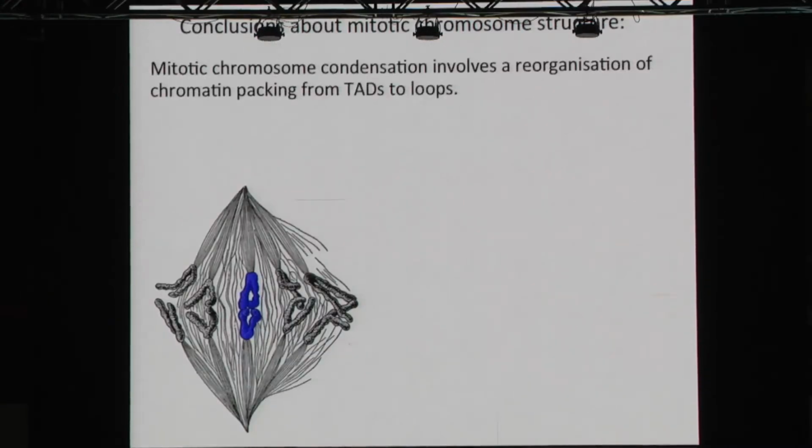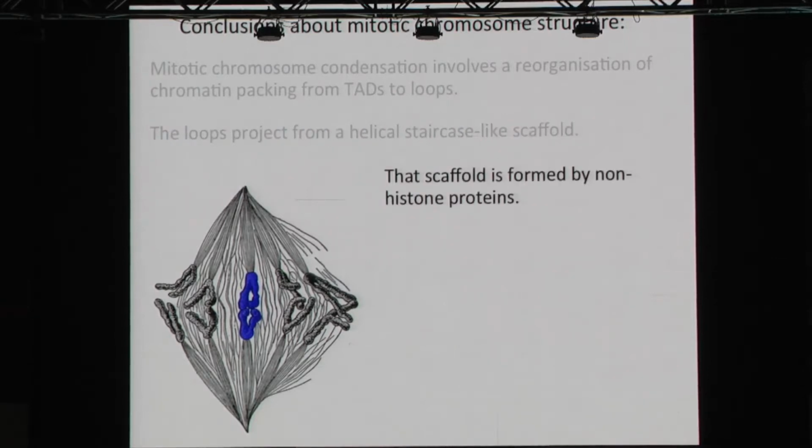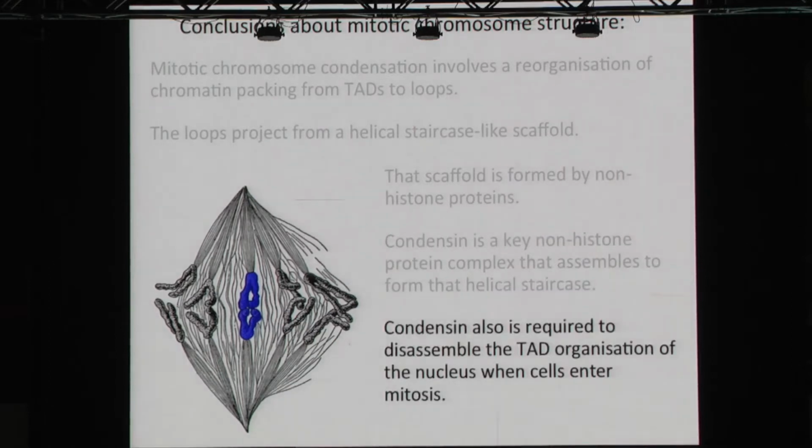So, conclusions about mitotic chromosome structure. Mitotic chromosome condensation involves a reorganization of chromatin packing from this interphase organization of TADs and compartments to loops. The loops project outwards from a helical staircase-like scaffold. That scaffold is formed by non-histone proteins, by condensin 2, in fact. The condensin 2 complex is a key complex that assembles the scaffold on the inside, and condensin 1 associates with the periphery and helps to further condense the chromatin. And condensin, in addition to building the chromosomes, is also required to take the organization of the interphase nucleus apart as cells enter mitosis.